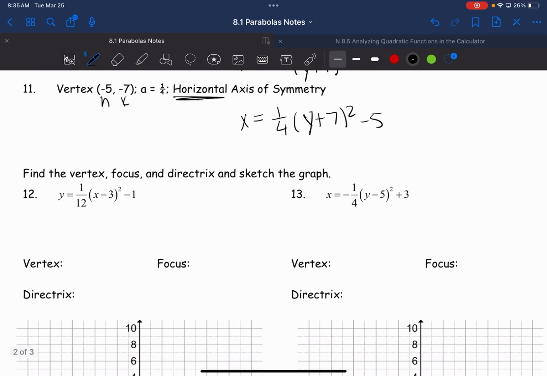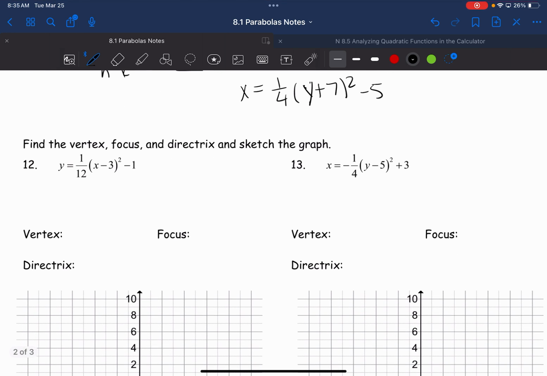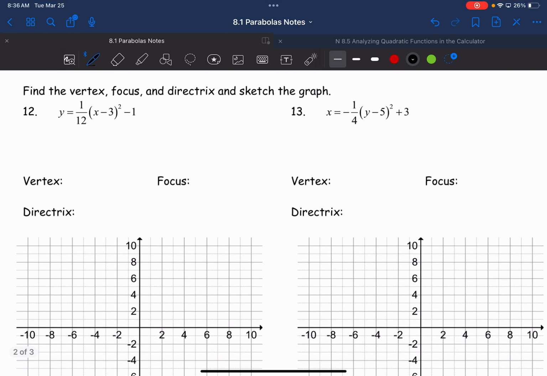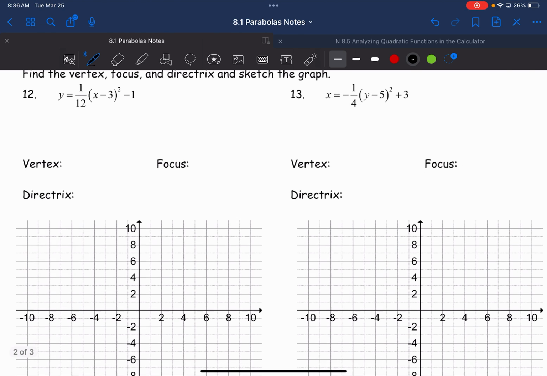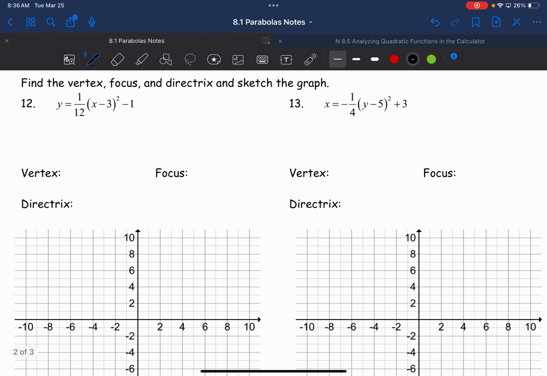So here on these examples, it says you need to figure out where the focus, the vertex, and the directrix would be for these equations. And then you need to plot those 3 things and draw a sketch of the graph. Well remember, this part and this part are my h and k, right? It was y equals, so h is the one in the parentheses. So what is the coordinate point of my vertex? 3, -1.